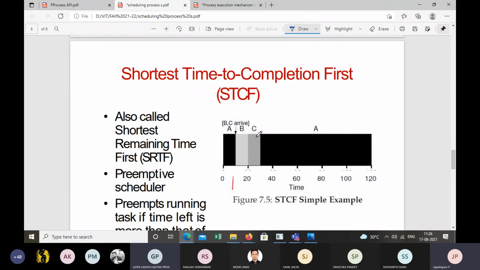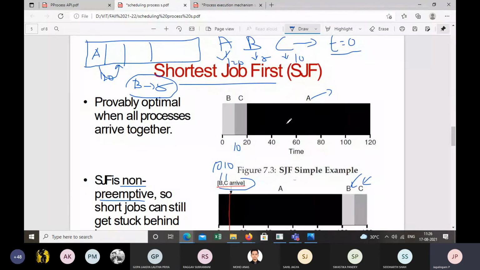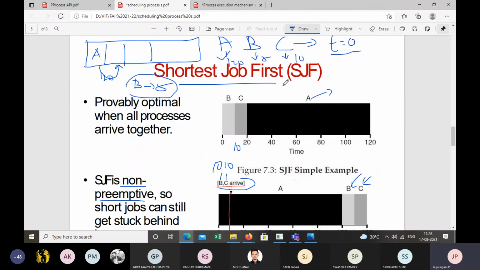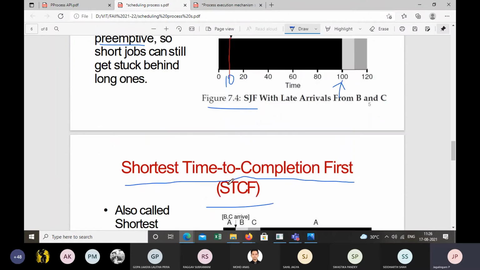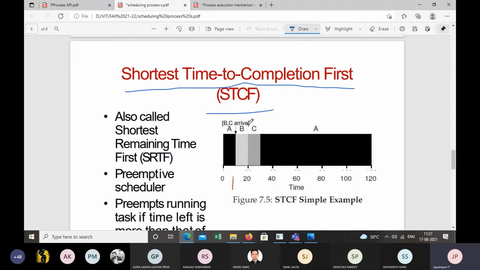Good. Now for that we have another variant of SJF, called shortest time to completion first. In the case of SJF, this algorithm is non-preemptive. So to provide a solution for this problem, we have another variant of the SJF algorithm called shortest time to completion first, also called SRTF.